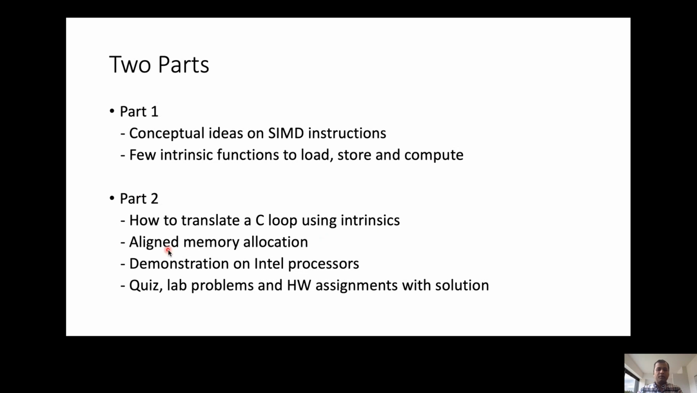I'll then also talk about aligned memory allocation. So memory alignment is important when we talk about efficiently implementing SIMD instructions. If the memory is not aligned, then either the code crashes or you don't get optimal speed up. So the implementation will not be very efficient.